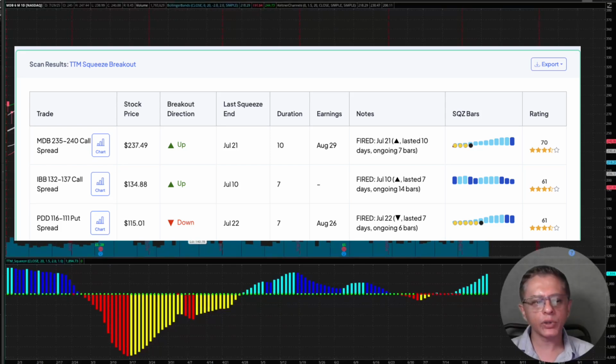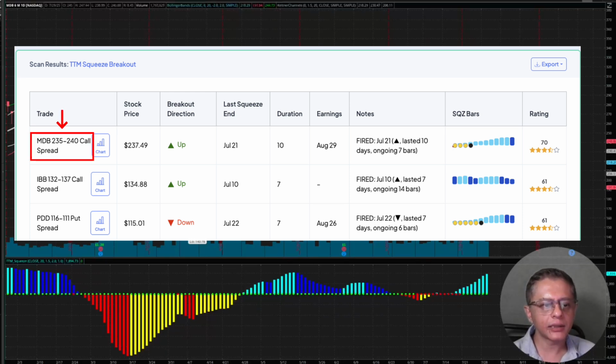So let's take an example of a squeeze trade that the scanner has identified and quickly run through the chart and see how you would interpret that and how you would take the trade. If you look at the scan results, it has identified many trades which are firing a squeeze. Let's pick MDB. It's telling you that the MDB stock was stuck in a squeeze for 10 days. It lasted 10 days and it's ongoing for 6 bars, and it's even plotting the bars for you. And it has a high rating.